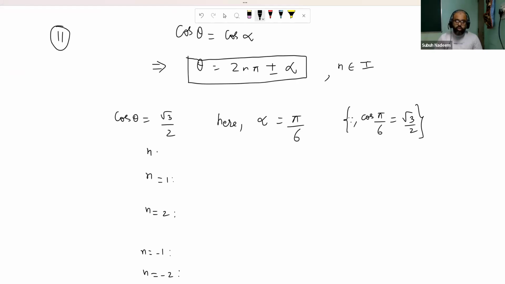And n equal to 0 is also a case. For n equal to 0, what will you get? Plus minus alpha. Yeah, plus minus pi by 6. So you can get either 30 degree or you can get -30 degree also. Both can be the answer.